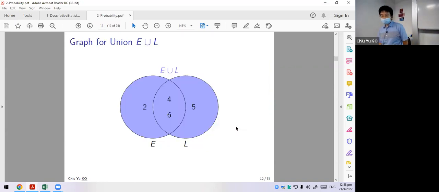Now, E and O in terms of graphics, you just include everything, right? So just the whole thing. Okay, if you draw a Venn diagram, just everything combined. Okay, combine the graph. That's what this graph looks like. I hope it's clear what we are doing. This is the set E union L.